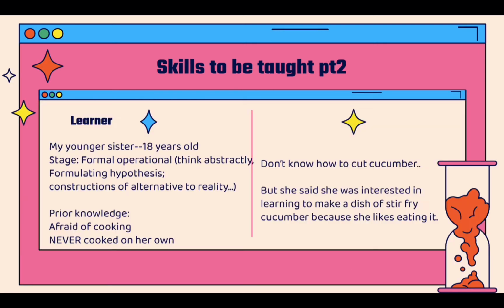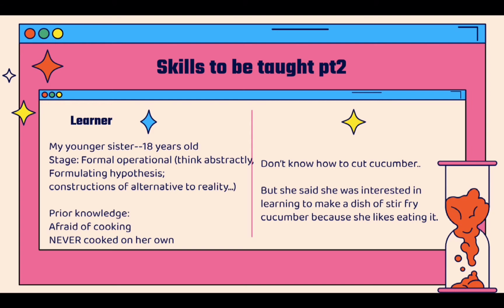The learner is my sister. My youngest sister, she is 18 years old. According to the Piaget stages, she is at formal operational stage because she can think of abstract ideas, formulate hypotheses, and make constructions of alternatives to reality.